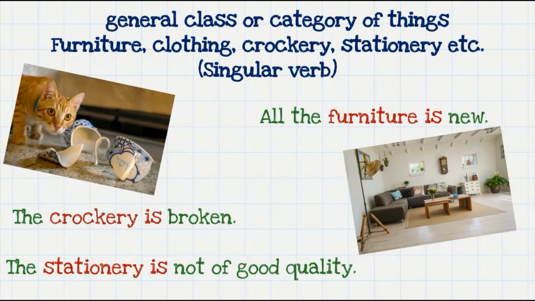Crockery. Likewise, all the cups and plates and bowls and spoons and forks are all under the single category of crockery, and therefore crockery takes on a singular verb. Pens, pencils, erasers, sharpeners, all of them fall under the single category of stationery. Therefore, as a whole, stationery is a singular subject and takes on a singular verb. So the crockery is broken, the stationery is not of good quality.